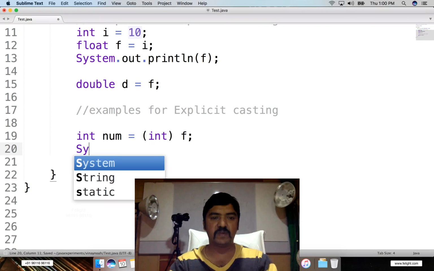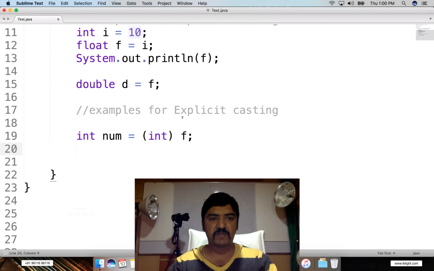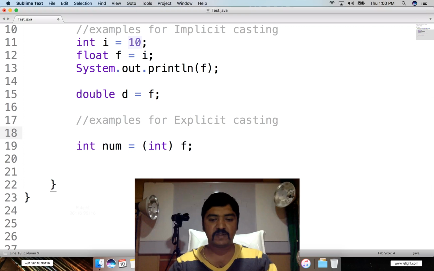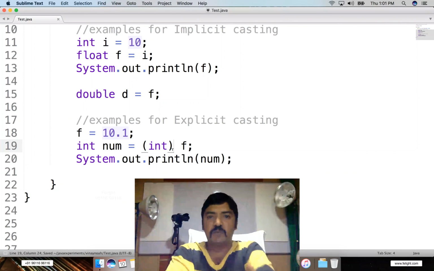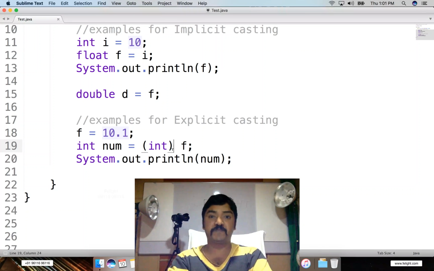Now let's change the value of f. Value of f is 10. Let's say f equal to, we'll reinitialize with 10.1. See, now one more thing you need to know. This is one of the questions they will ask you in the interview. Very important. And they'll tell you to write the output. Let's say we'll write sys out here and we say num. Okay, so let me ask you, what do you think is the output?